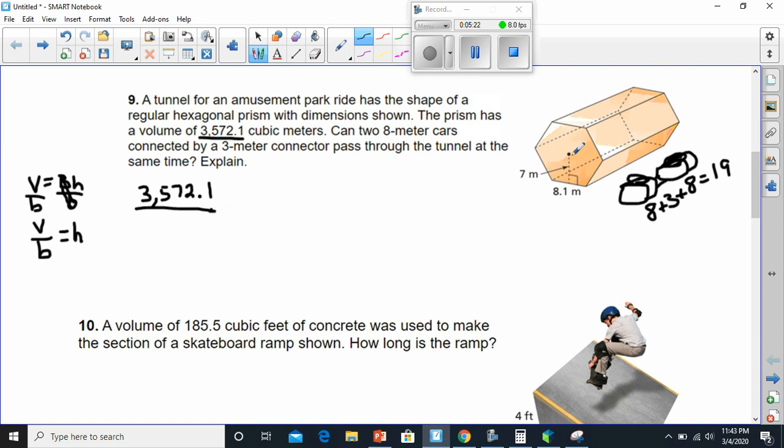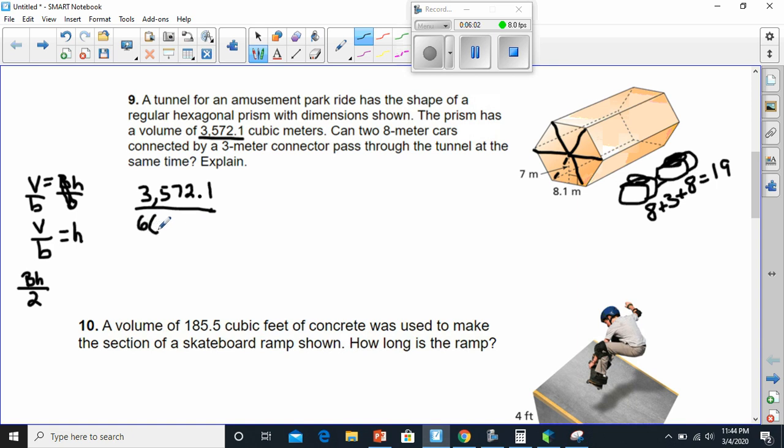The base is a hexagon, and if you look at this here, we've got 6 triangles that are all meeting off of the center. 1, 2, 3, 4, 5, 6. So if I find the area of one of these triangles, I can multiply it by 6. I know a triangle's formula is base times height divided by 2. So the base of this triangle is 8.1.